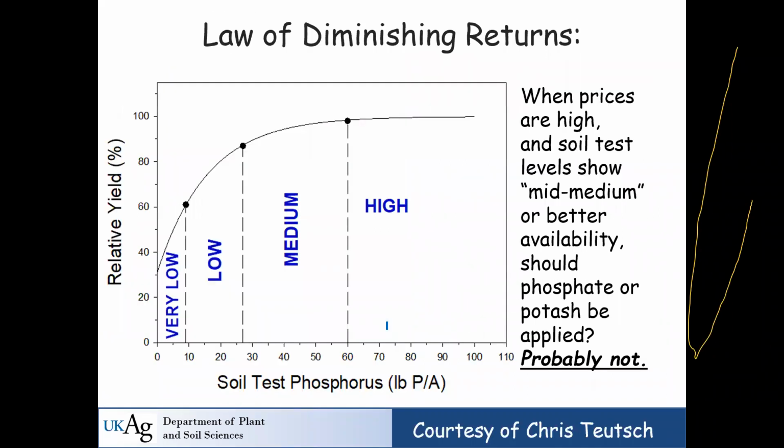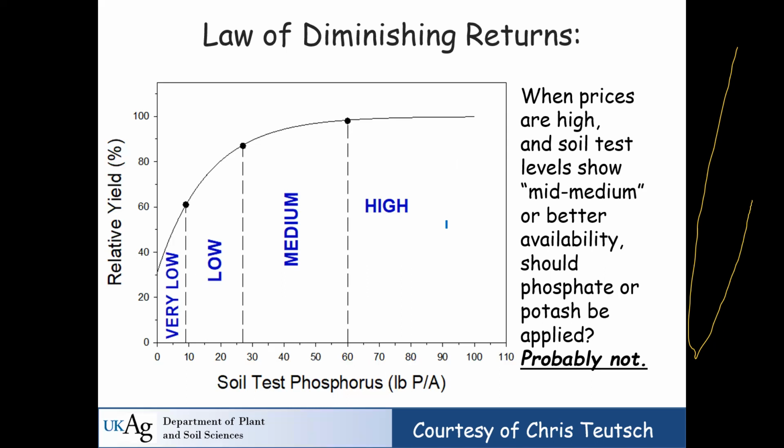The reason for this is that yields follow what we call the law of diminishing returns relative to any soil test parameter. This is yield on this axis here. This is soil test increasing. You have a very steep response in these very low and low regions. But by the time you're in the medium region, you're not getting much of a response. And this is just an average number. And by the time you're in the high, you've got almost no chance at all of a response.